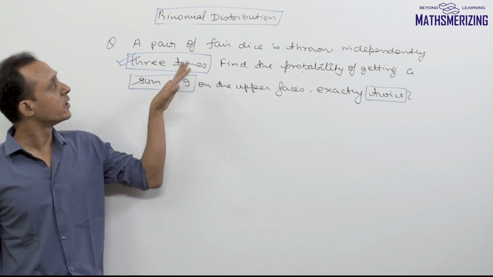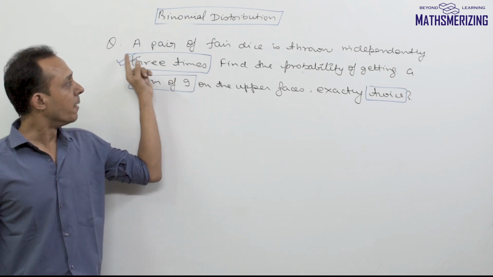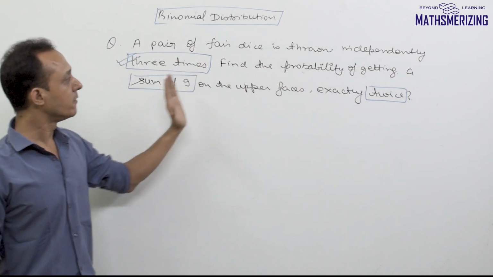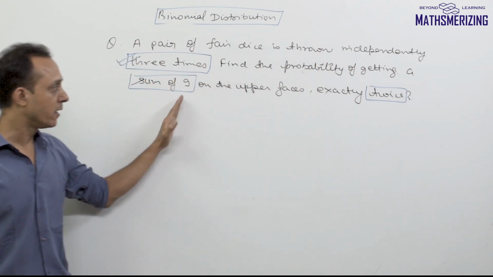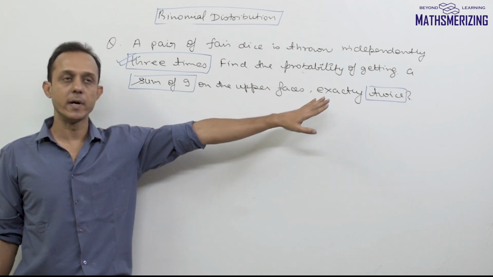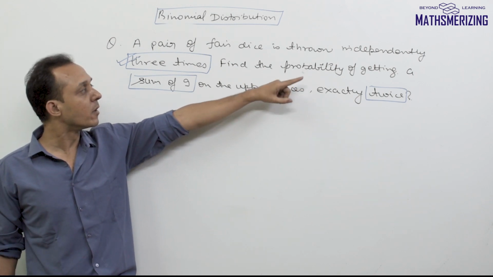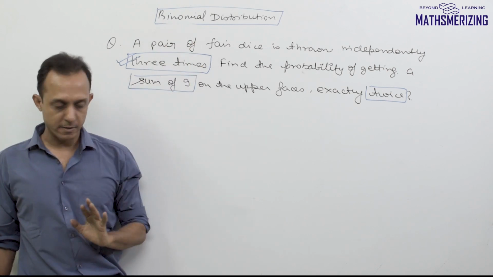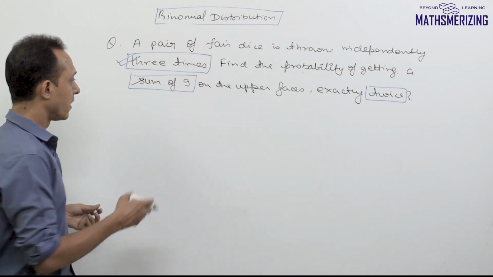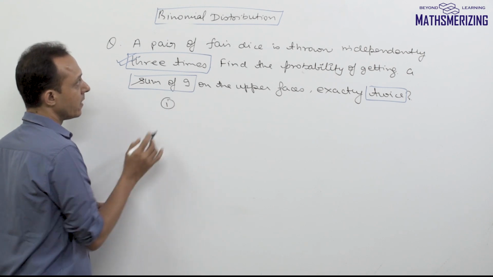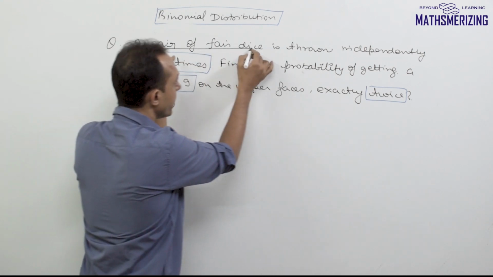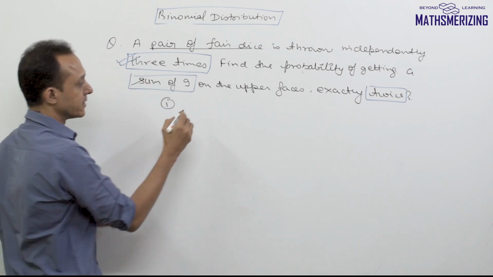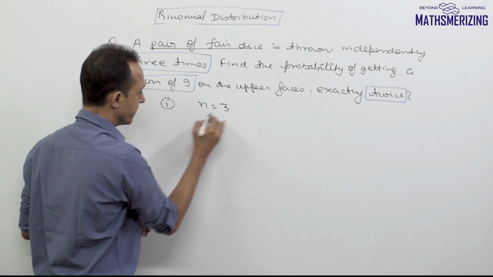Now let us take another question in binomial distribution. Now the question is, a pair of fair dice is thrown independently 3 times. We need to find the probability of getting a sum of 9 on the upper faces exactly twice. Now the first thing that we need to figure out is whether or not we can apply binomial distribution to this random experiment. Now the first condition is the number of trials. Now a pair of fair dice is thrown 3 times. So that means the number of trials in this case is simply 3. So we have 3 trials.